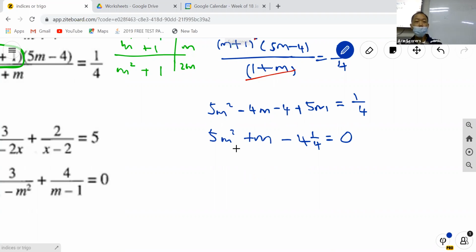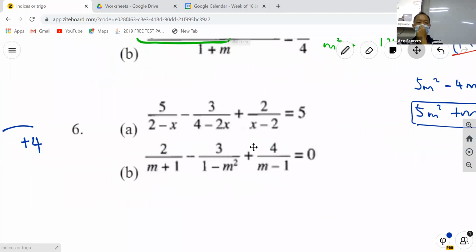I'm not going to go through the complete thing. The objective here is for you to be able to reach this stage. Once you're able to reach this stage, you can exercise your options. This is 1, 2, 3, 4. So I wouldn't do factorization because this is 4 1/4. It's too difficult to find.